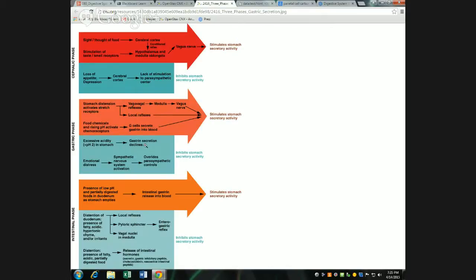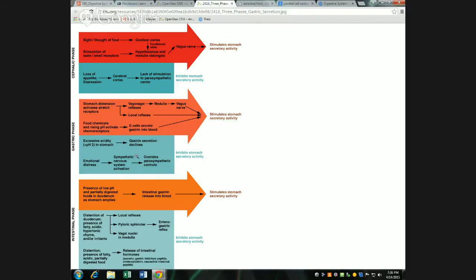Now, as far as the gastric phase having an inhibitory side to it, the real thing that causes inhibition of activity is the pH. So up here, pH activates G cells to secrete gastrin, which increases secretory activity. But if that pH gets to be excessive, something less than 2, so a pH of 1 is a very acidic solution, then the acidity is actually going to switch gastrin secretion down, which will help to limit the activity of especially the parietal cells making more acid.